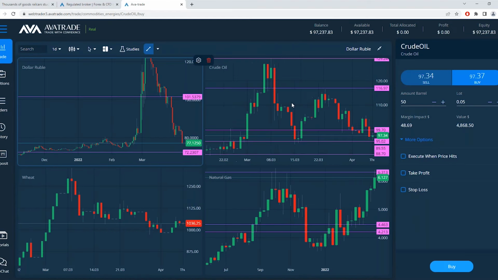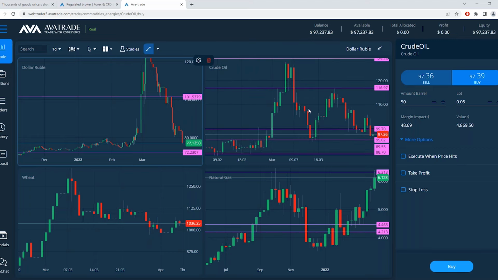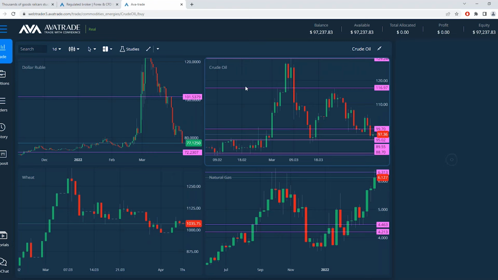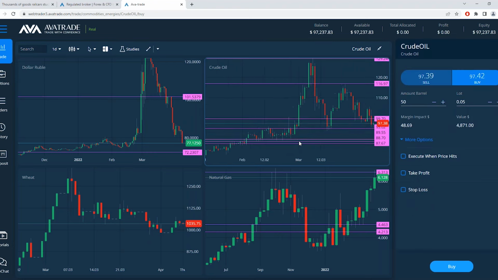And the crude oil, as I said, this is the first time I used our multi-screen view. Sorry for the little bit of a stumble there. For some reason, it's not allowing me to expand anything other than the dollar ruble to full screen view. Maybe a glitch we need to fix.